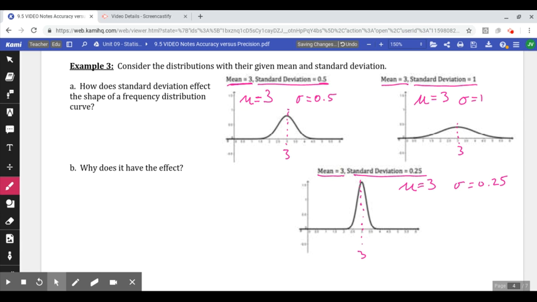So what does the standard deviation do? Well, if we look at this graph right here, it is our reference with a standard deviation of 0.5. When the standard deviation increases, it looks like less of the data is towards the middle, and it's more spread out. What about when the standard deviation is lower, like this graph here? Well, more of the data is clustered closely to the mean, and less of the data is spread out. So it seems as if the change in standard deviation affects how spread out the data is.